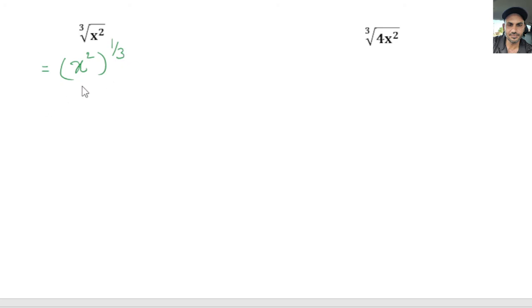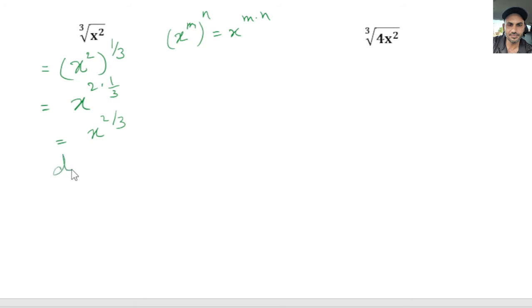So here we're going to use a property. If we have x raised to the mth power and that's raised to the nth power, we can write it as x to the m times n. So here we're going to do x to the 2 times 1/3, which is basically x to the 2/3. So the simplification is done.